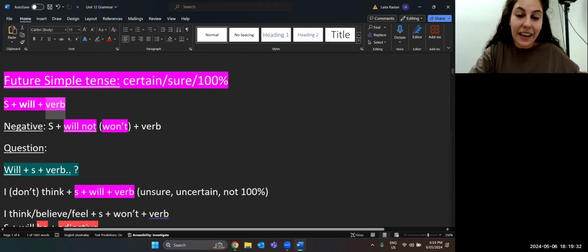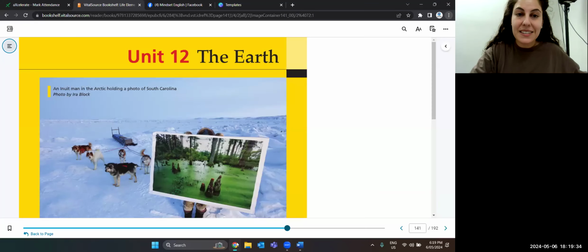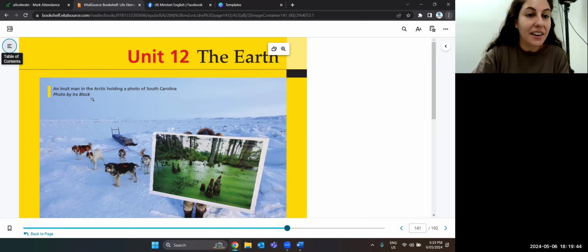Okay, so if we have a look at our textbook, we can see an Inuit man in the Arctic holding a photo of South Carolina, and the photo is by Ira Block. So we can see this man here. He's an Inuit man, so that must be his nationality. He must be a man from the Arctic, above the earth, and he's holding a photo of South Carolina. South Carolina is a state in the USA.